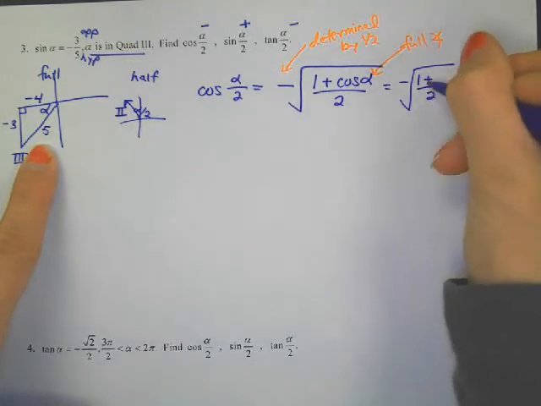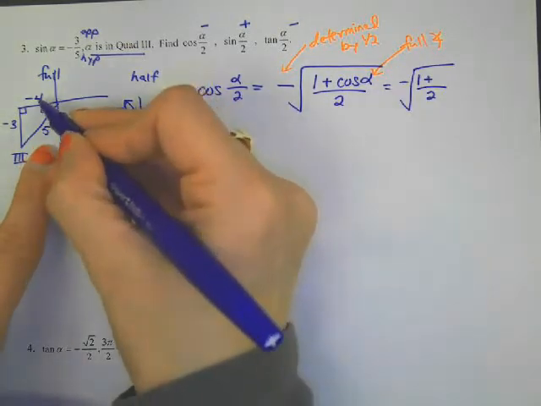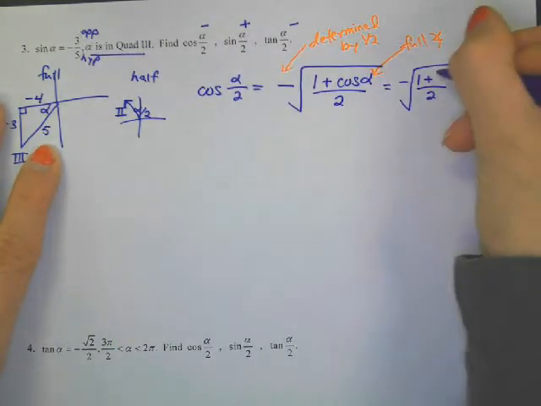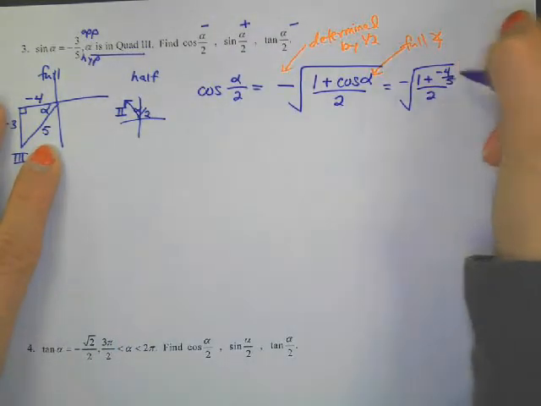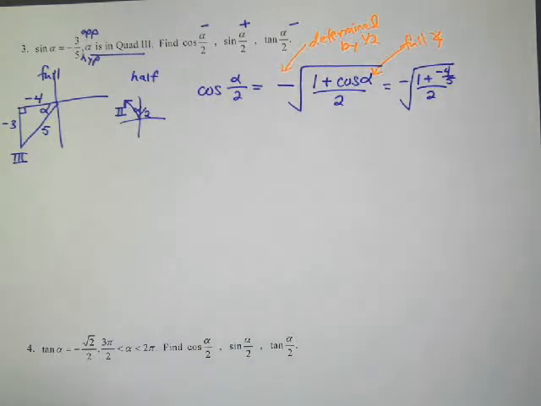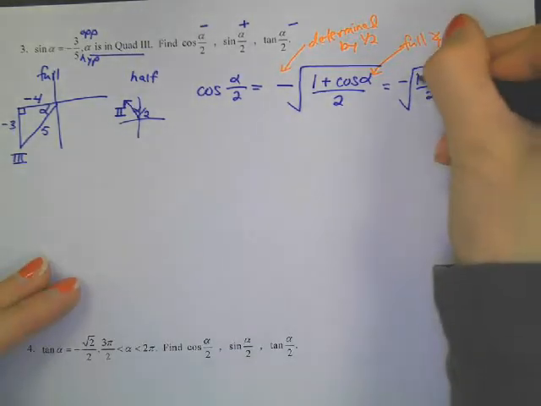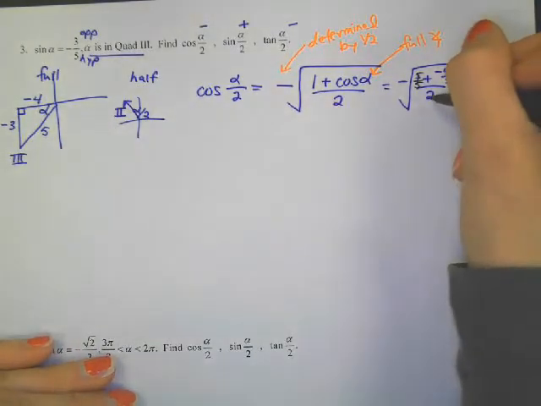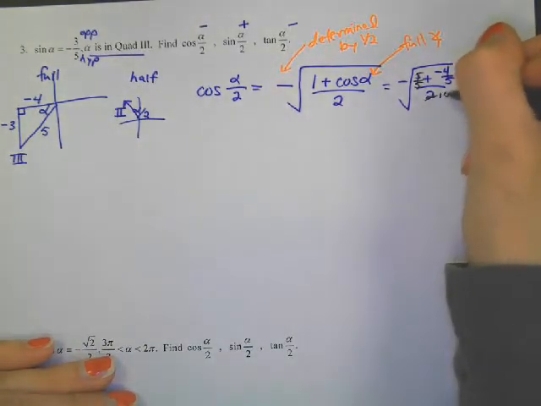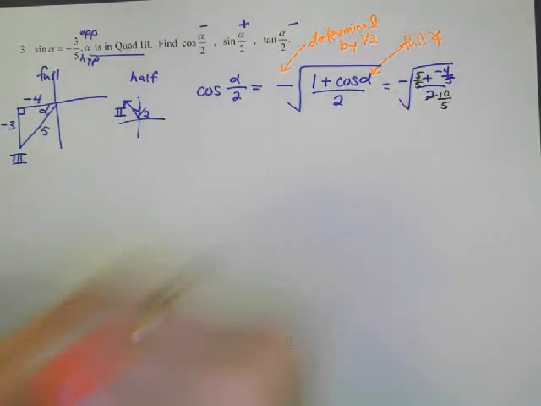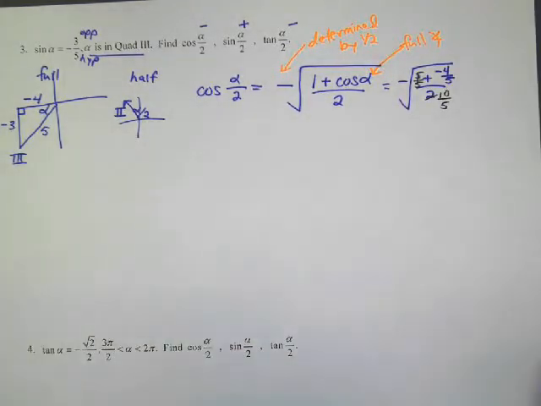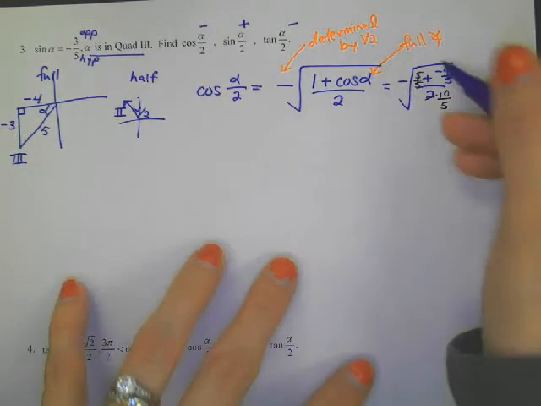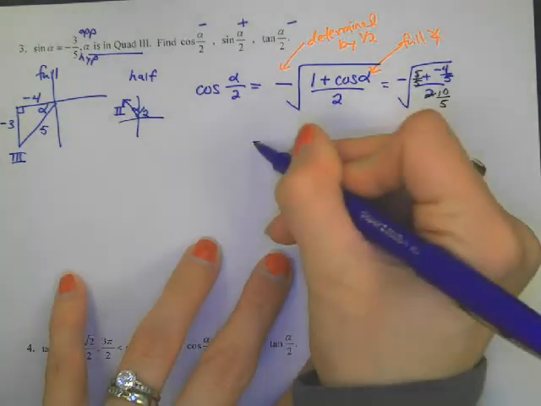1 plus the cosine of alpha is negative 4 over 5. How should I write a 1? Let's write it as 5 over 5. How should I write a 2? Let's write that as 10 over 5. It's a lot of denominators of 5 because you know what happens, right? All those 5s are going to cancel out.